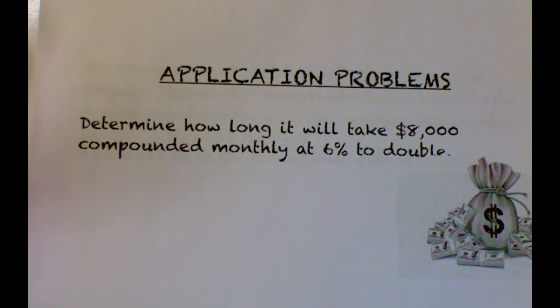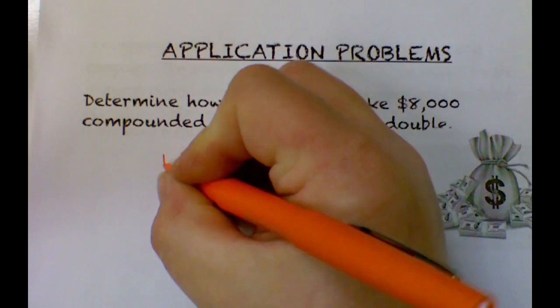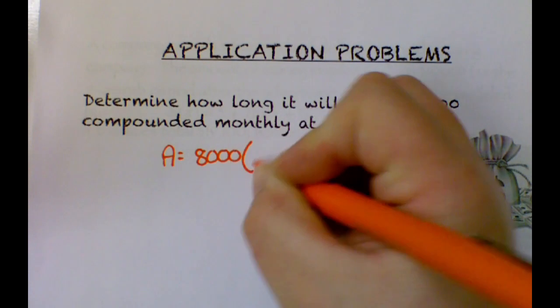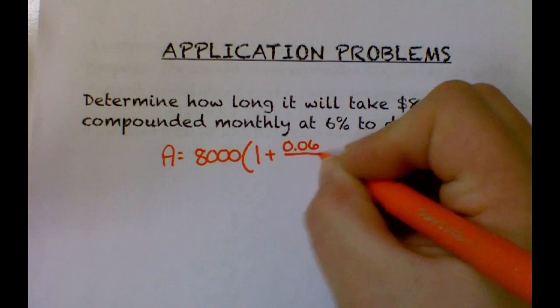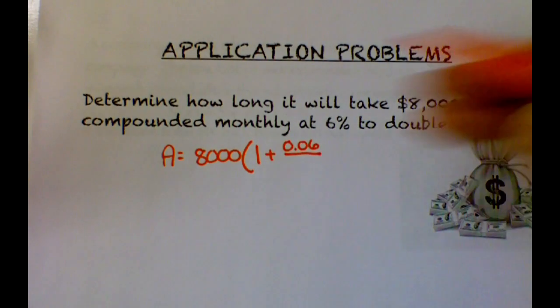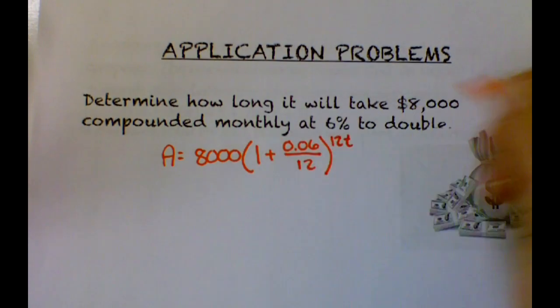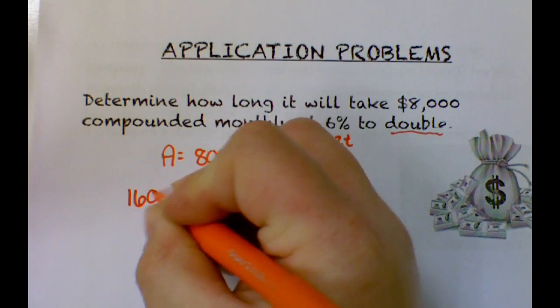That is important for our question because we are going to determine how long it'll take $8,000 compounded monthly at 6% to double. Well, we need to write our equation. Our amount is going to equal our principal, which is 8,000, times 1 plus the rate, which is 6%, so 0.06, over number of times compounded per year. Well, if it's monthly, that's 12 times per year, to the 12 times t power, because we don't know how many years. But I do know I want it to double. So the amount in my account needs to be 16,000.